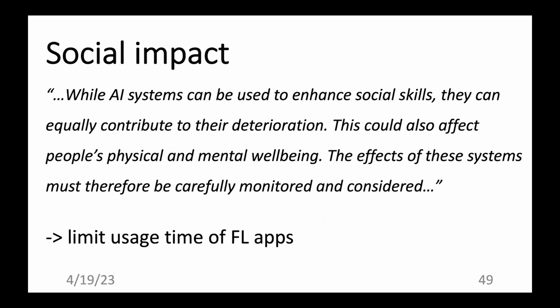Then another aspect is the social impact. While AI systems can be used to enhance social skills, they can equally contribute to their deterioration. This could also affect people's physical and mental well-being, and the effects of these systems must therefore be carefully monitored and considered. So this might be related to choosing specific labels, quantities of interest, like the risk of getting addicted to an app. You would like to predict this, and based on this prediction, you might limit the usage time of apps.